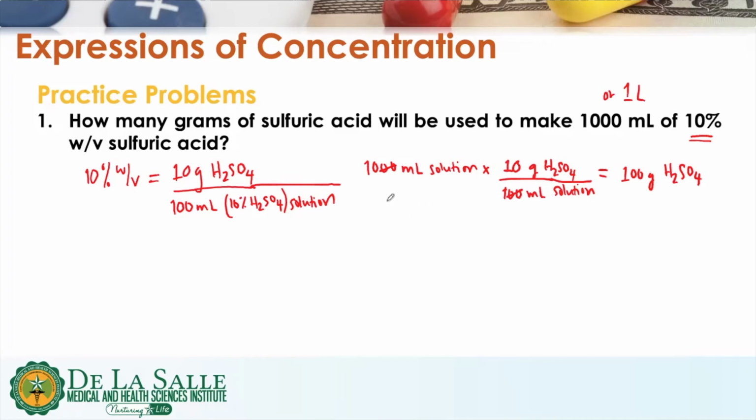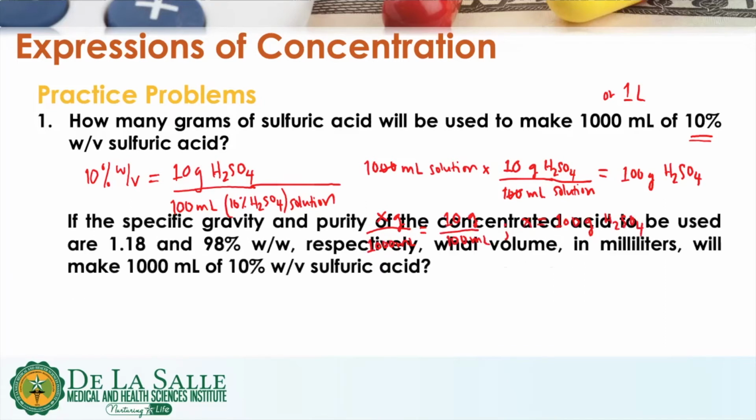Now, just like before, we can also perform ratio and proportion here. To determine the amount in grams of sulfuric acid that will be used to prepare 1,000 milliliters of the solution that has a concentration that is 10% or 10 grams for every 100 milliliters, then we can determine that the value of X is also equal to 100 grams.